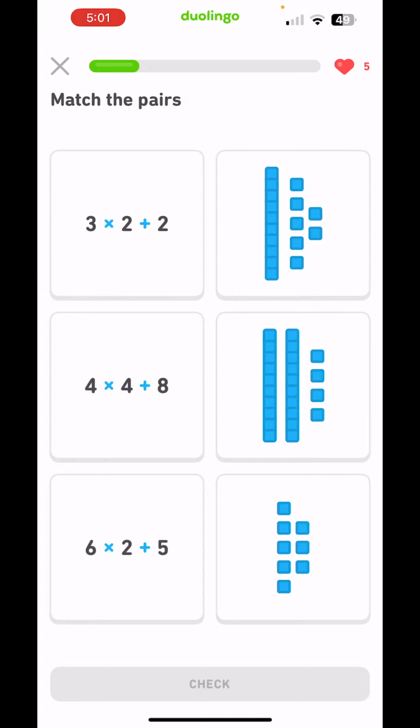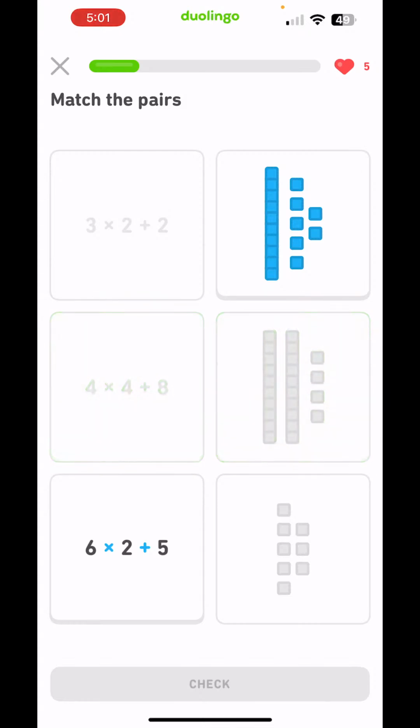Okay, 3 times 2 plus 2 is... Okay, 3 times 2 is 6. 6 plus 2 is 8. So it would be this one down here. 4 times 4 is 16 plus 8 is 24. So it would be this one here. And then 6 times 2 is 12 plus 5 is 17, which is this one here.